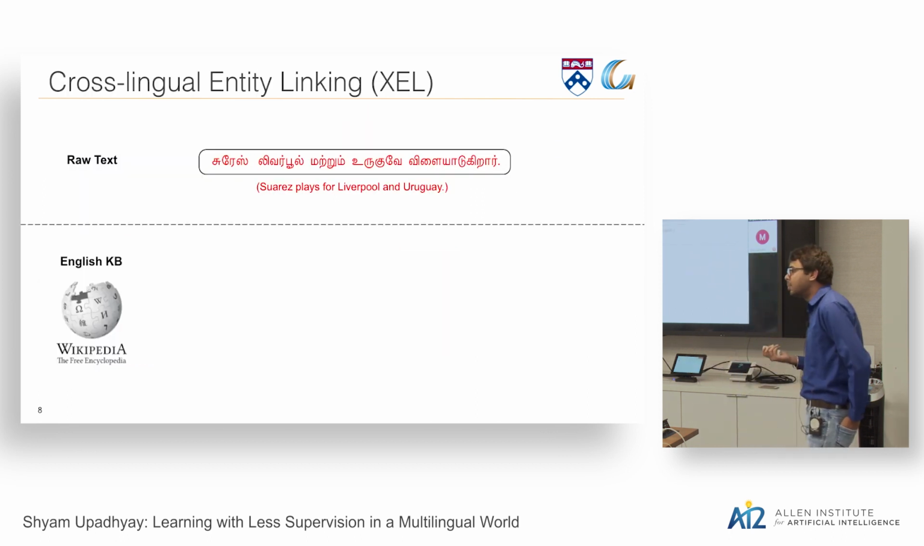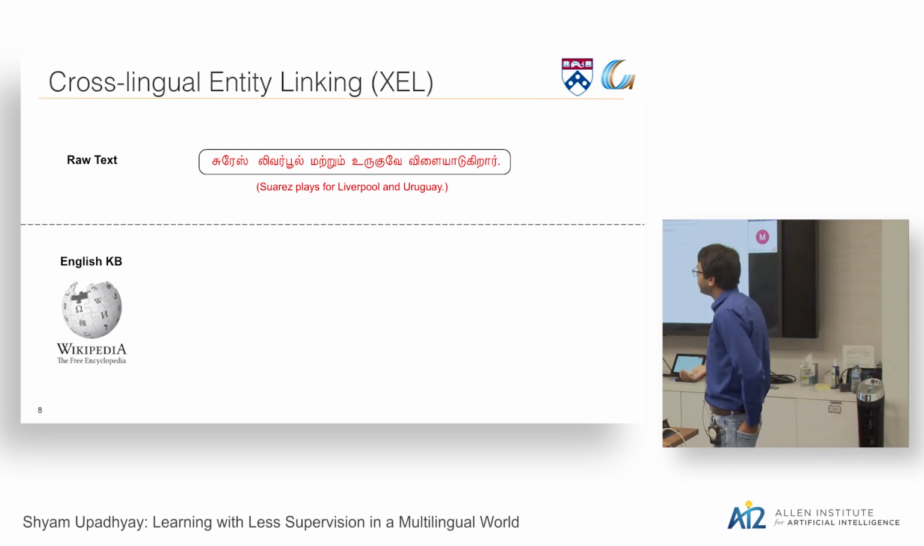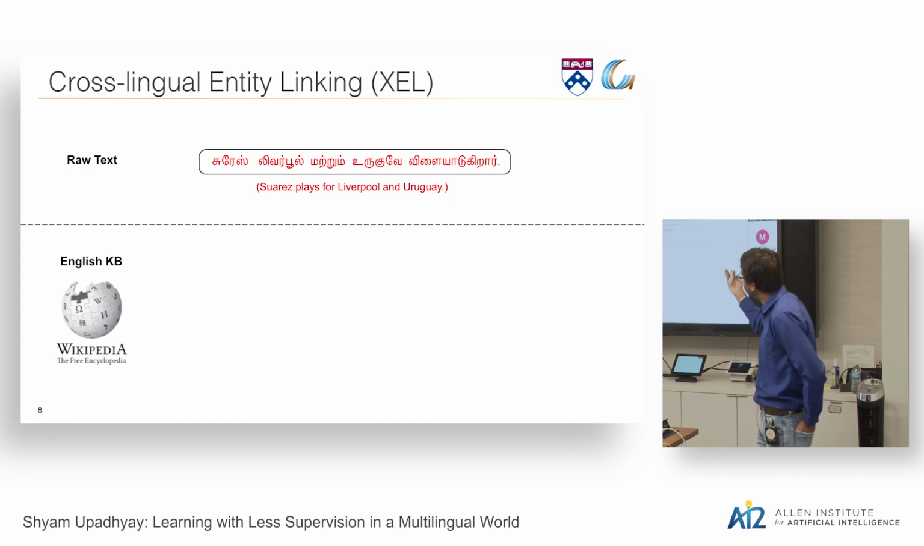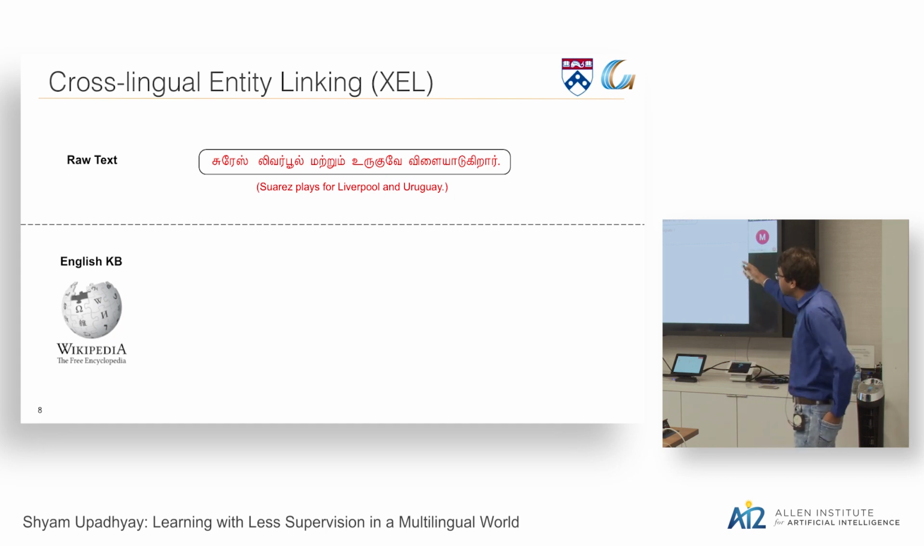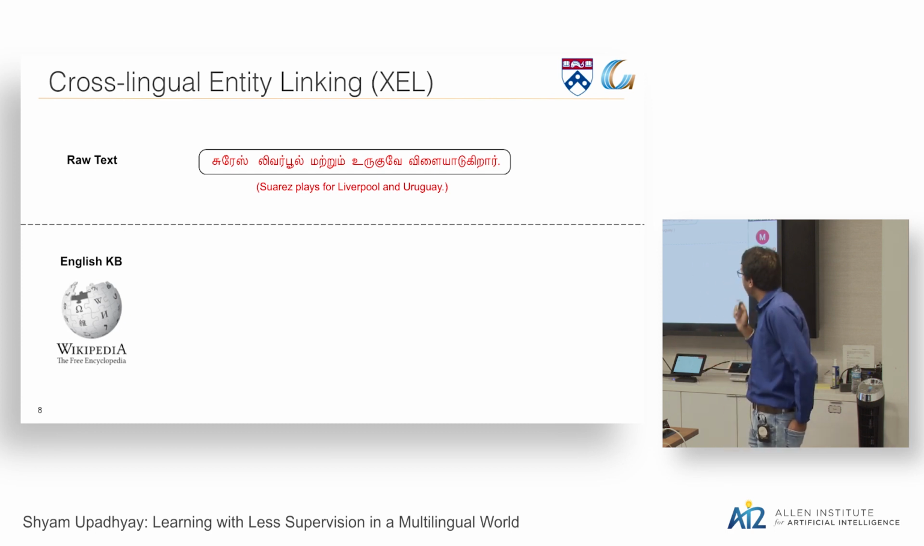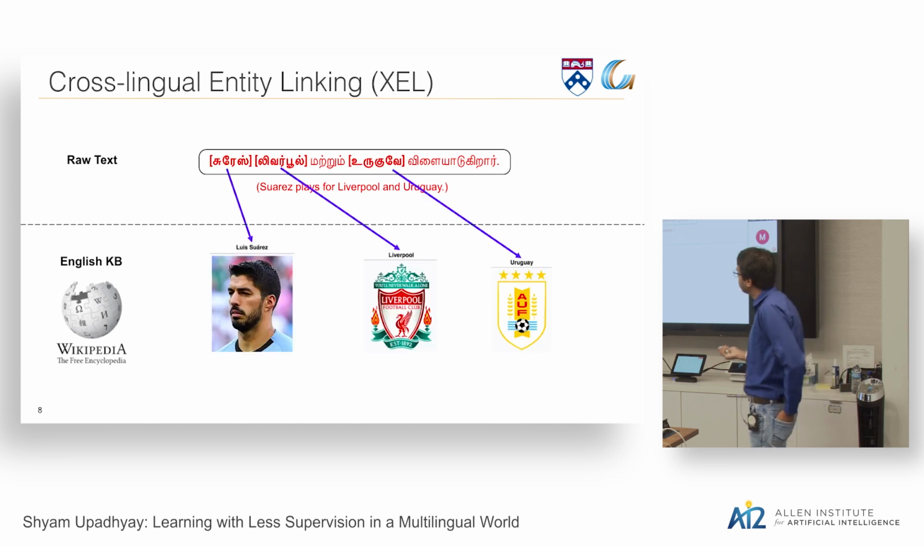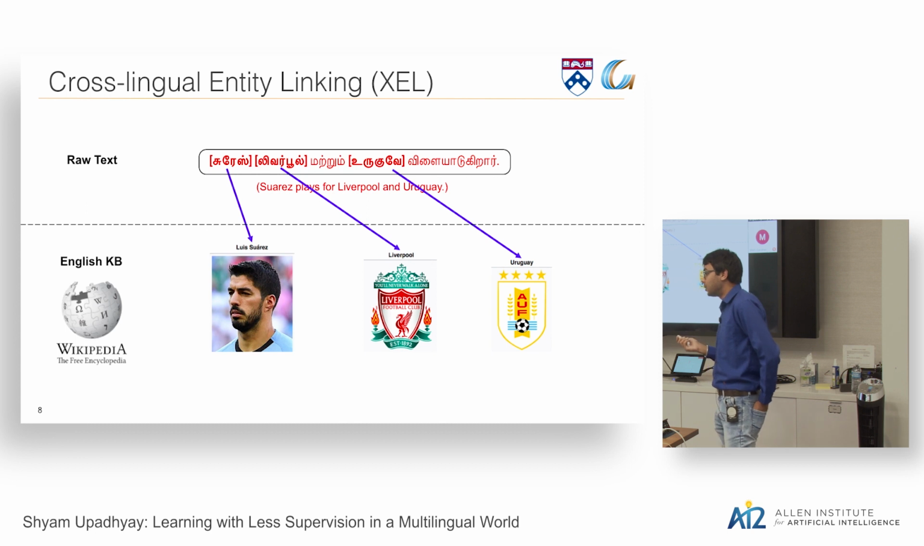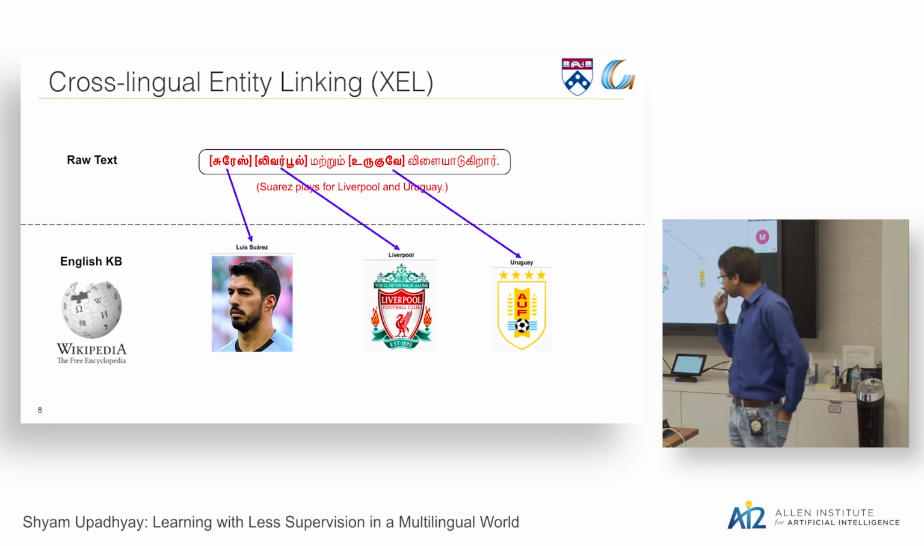Cross-lingual entity linking is simply the cross-lingual version of this task. So you're given a piece of text in a foreign language. For instance, here it's in Tamil, a language spoken in India. The translation is shown right below the text for your benefit. And the task is the same. You want to ground spans of text that refer to entities to a knowledge base in English, like Wikipedia.